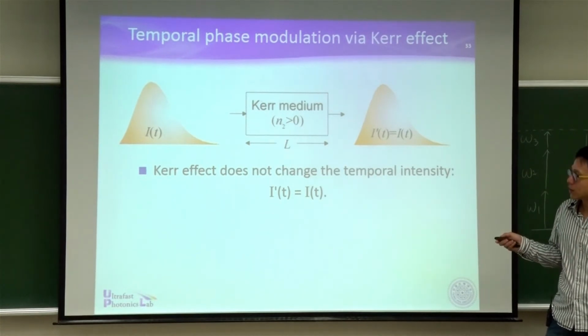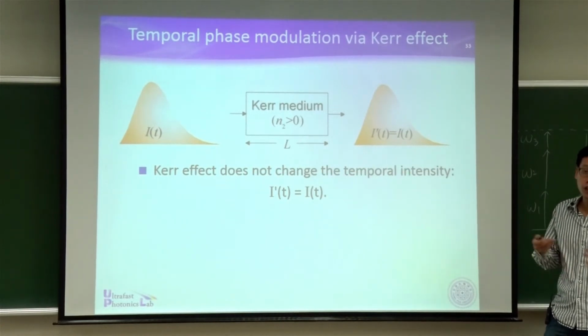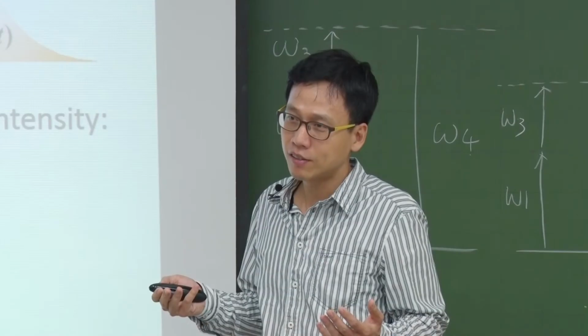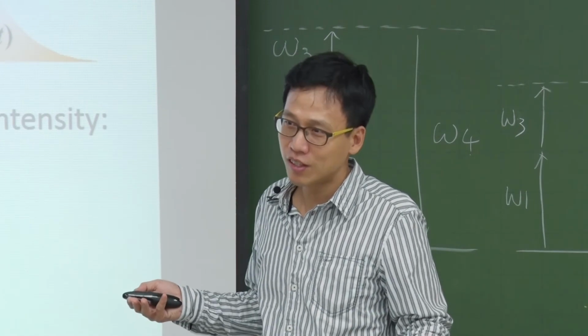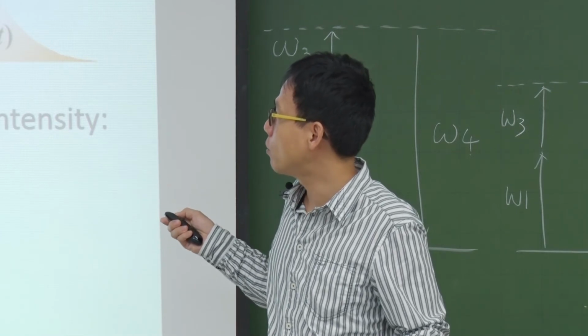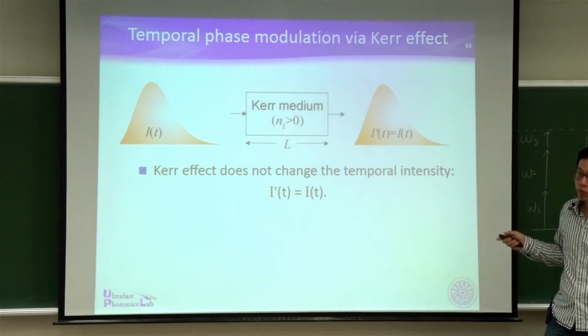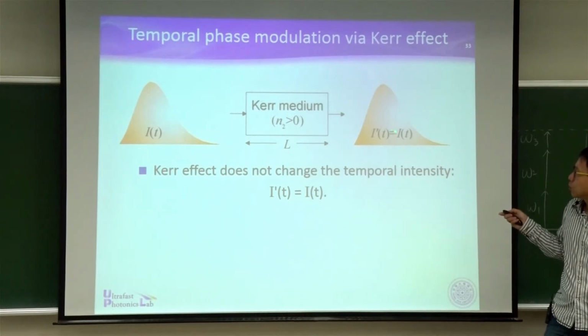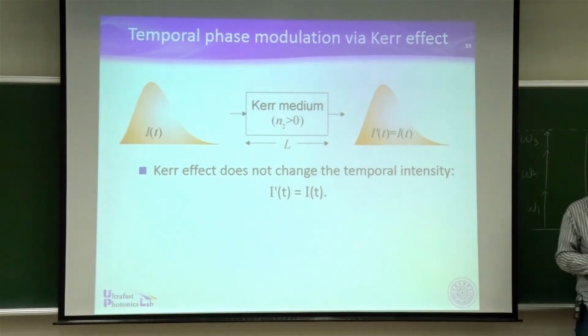First, the Kerr effect does not change the temporal intensity. It only changes the refractive index, right? No transmission change. So you can predict that the output light intensity should be intact. It's the same as the input. So I prime of t, where I prime means the output intensity, equals I of t, the input intensity. No change in the light intensity. But the phase will change, right? Because the index has been changed.